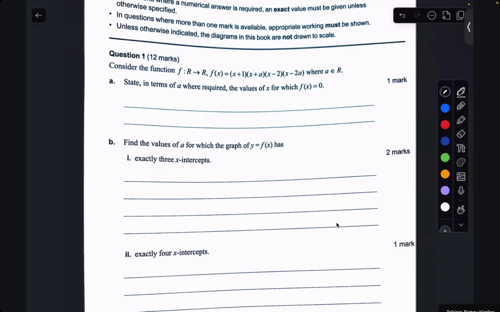Consider this function. State in terms of a where required the values of x for which f of x is equal to 0. So x is equal to -1, -a, 2, and 2a. Find the values of a for which the graph of y is equal to f of x has exactly 3 x-intercepts. So if they have 3 x-intercepts, we definitely have these two, so we just want one more.